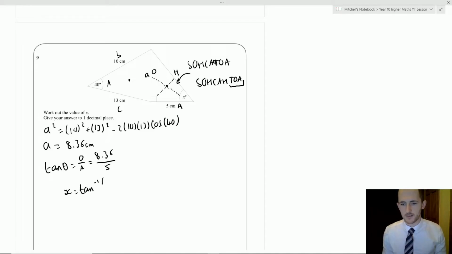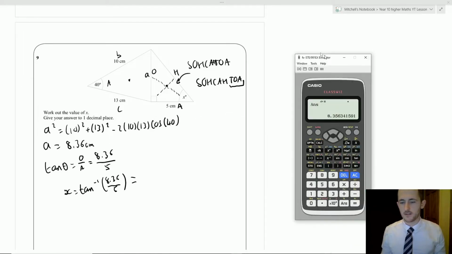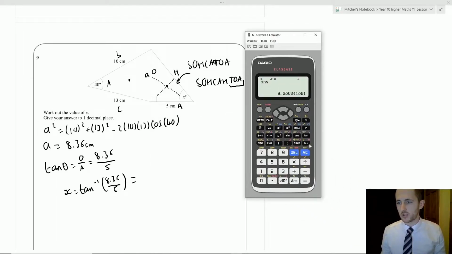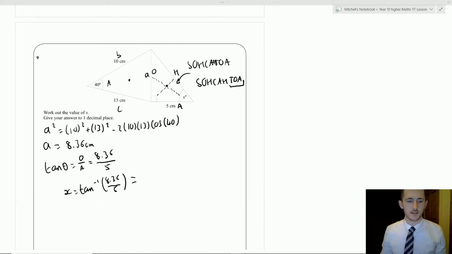Tan inverse 8.36. Now on your calculators, you can just write 8.36 over 5, or you can just do shift tan answer button over 5. You'll get the same answer, okay, to one decimal place, 59.1 degrees. That's it.